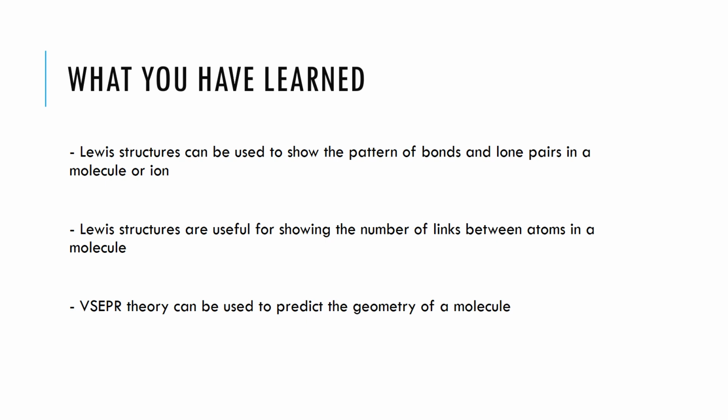So I will commence the first session there. Hopefully you have learned that Lewis structures can be used to show the pattern of bonds and lone pairs in a molecule or ion. Lewis structures are very useful for showing the number of links between atoms in molecules, but they don't necessarily tell us about molecular shape. And VSEPR theory can be used to predict that molecular shape or molecular geometry.